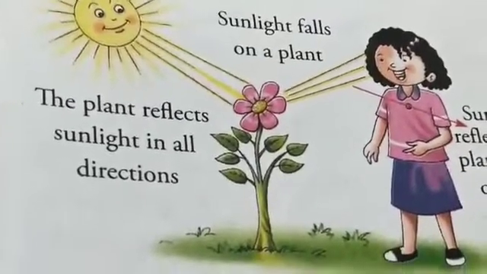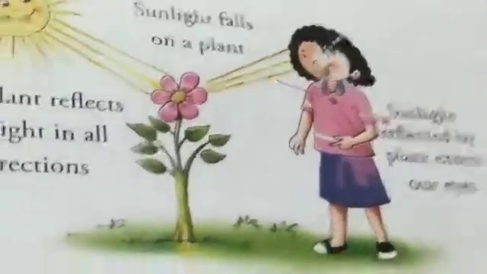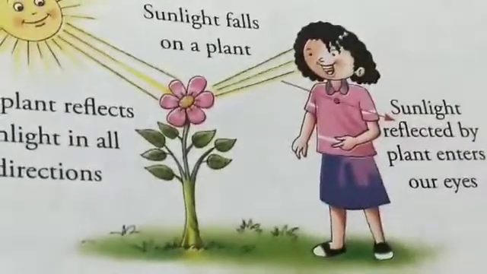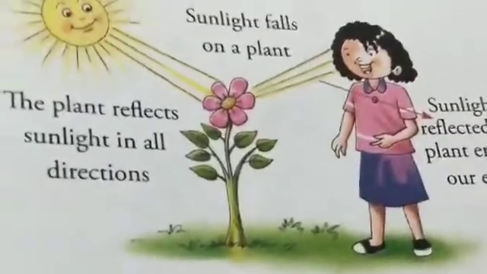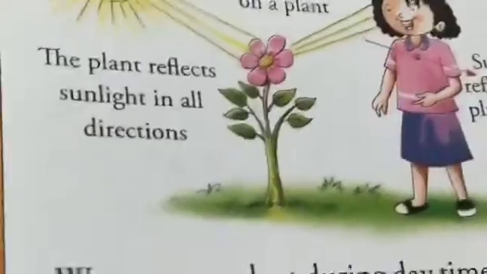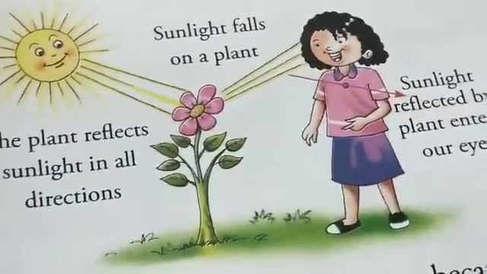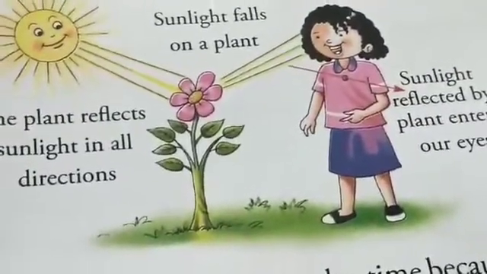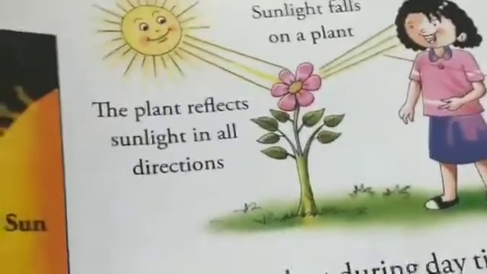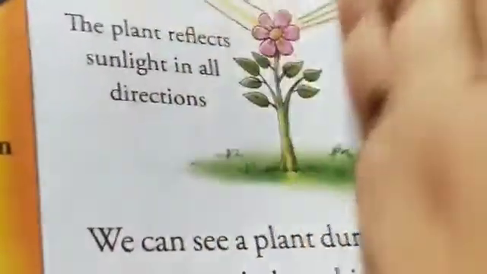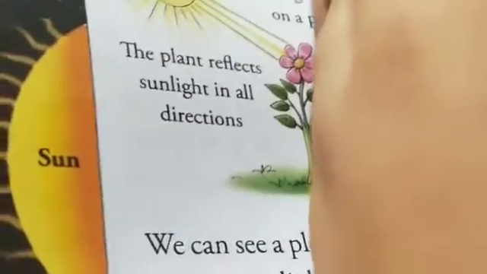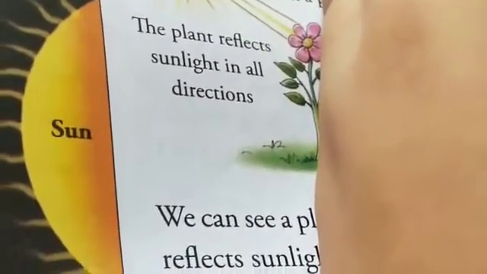We can say that the plant reflected the sunlight in all directions, and the sunlight reflected by the plant entered our eyes, so we can see that plant. So there are three steps. First, the sunlight falls on the plant, then the plant reflects the sunlight in all directions, and the reflected sunlight enters our eyes, so we are able to see. What may happen if the plant has absorbed the sunlight? Then that means we are not able to see that plant.